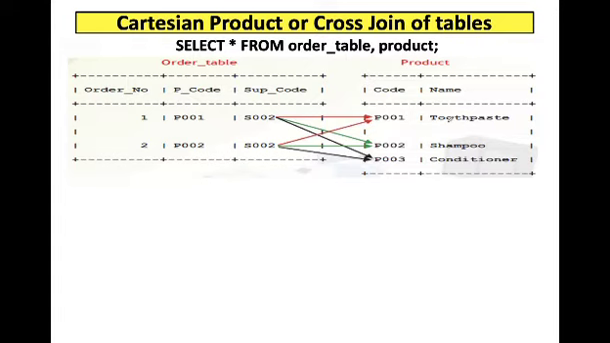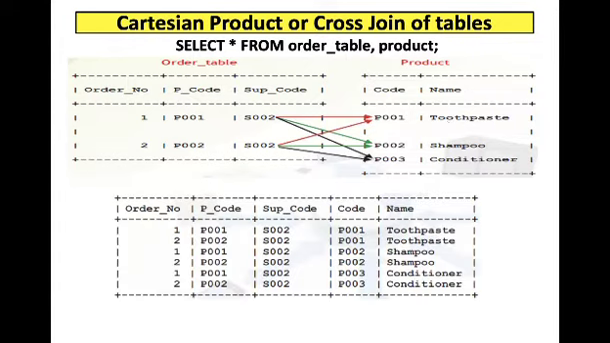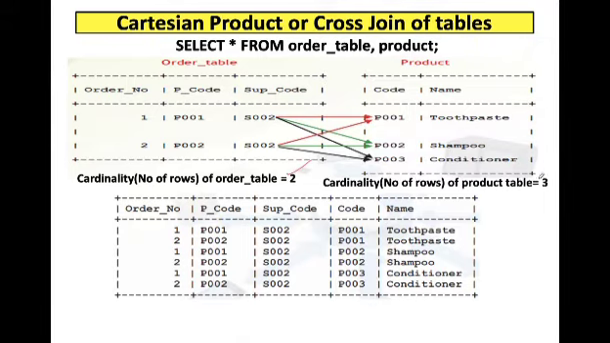Now let us see what will be the result of this query. Obviously when there are 2 rows here and 3 here, 6 rows will be there in the result of the cross join. So we can relate it to the concept of cardinality also. What is cardinality? Cardinality means the number of rows in the table. The cardinality of the order table, that is the number of rows in the order table, is 2, and the number of rows in the product table is 3. So the cardinality of the product table is 3.